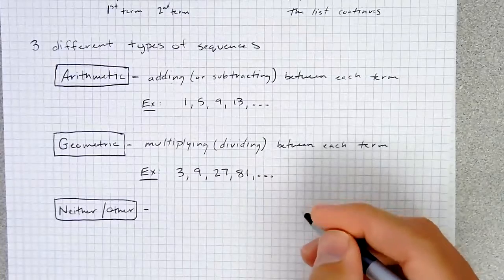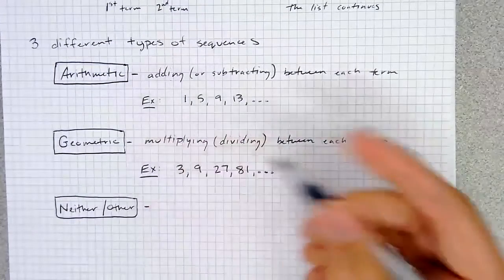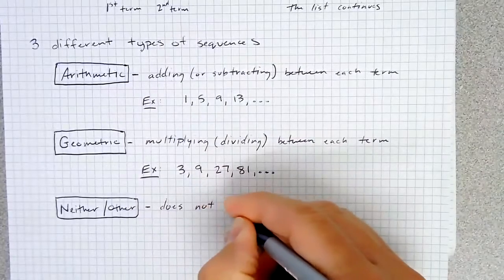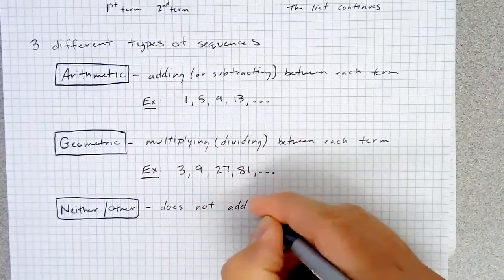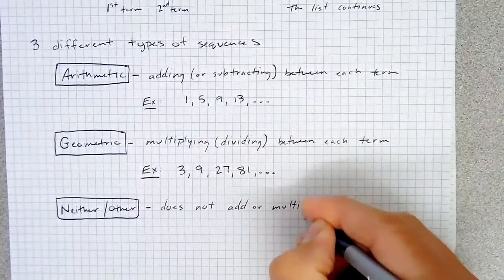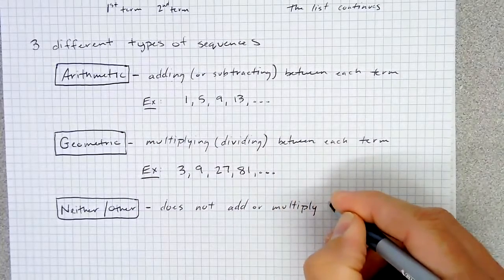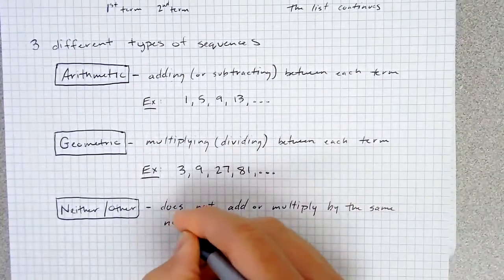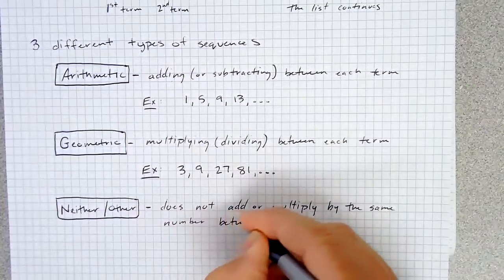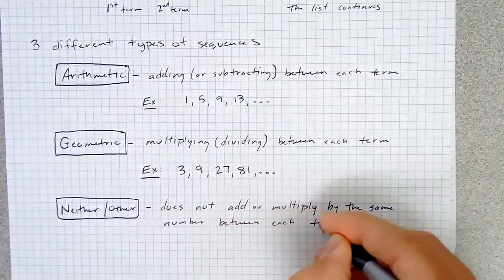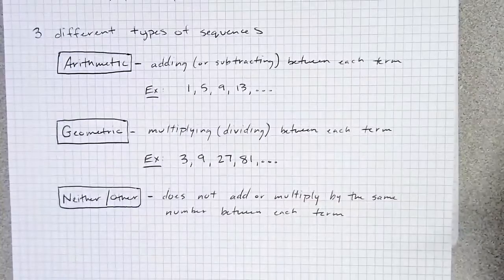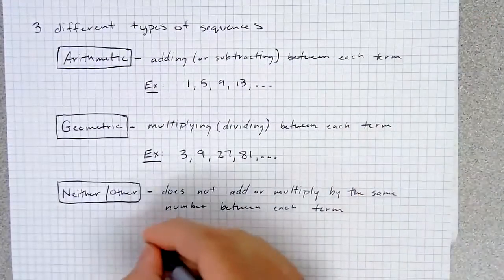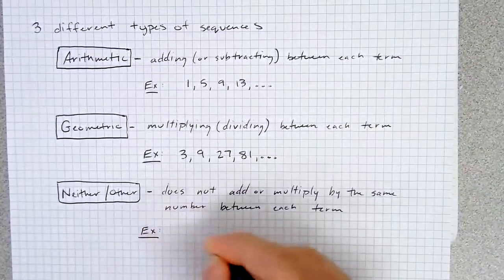And the last one, we don't focus on too much, but it's "neither" if it doesn't qualify as one of those. Okay, so if it's not adding or multiplying by the same number between each term, then it falls into that category.